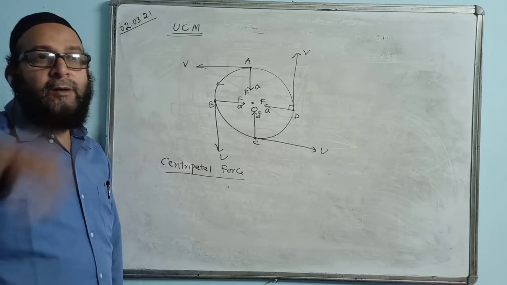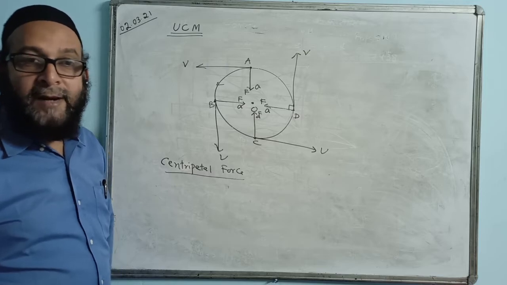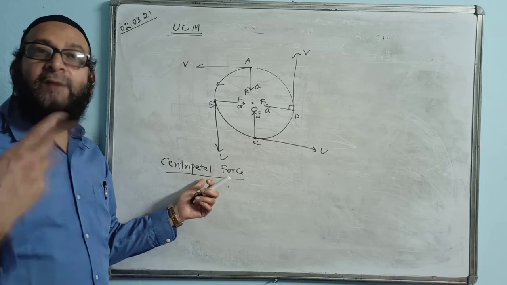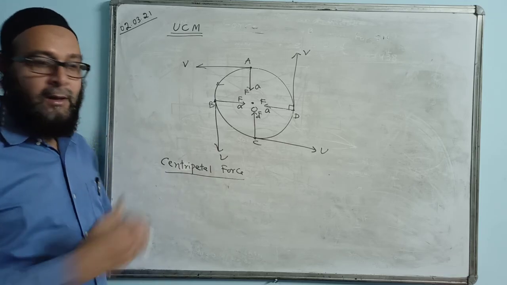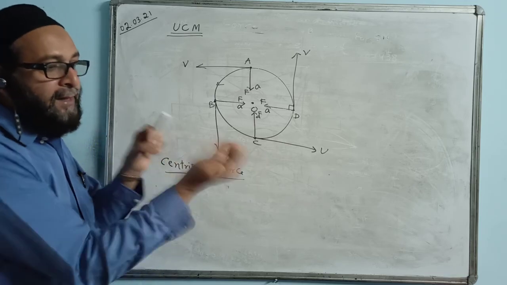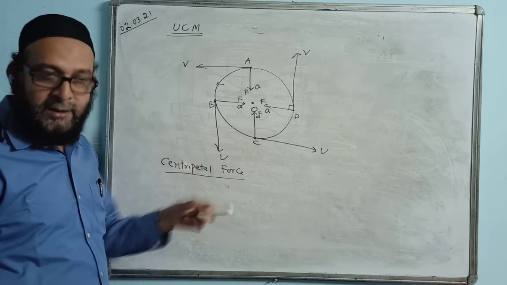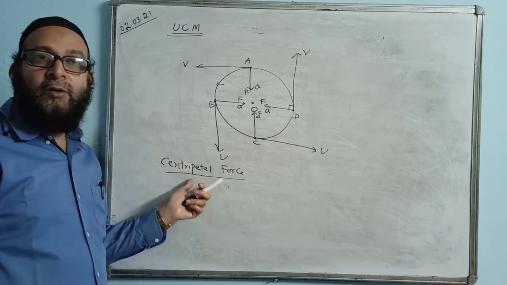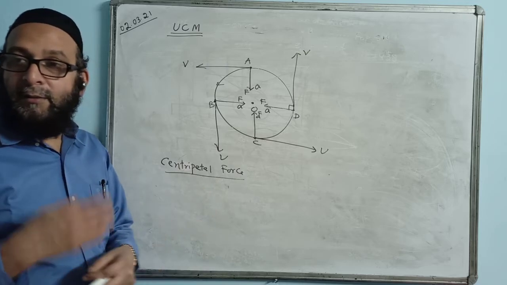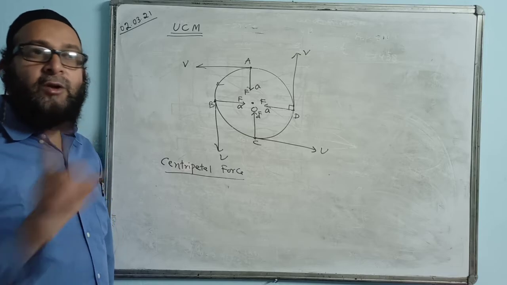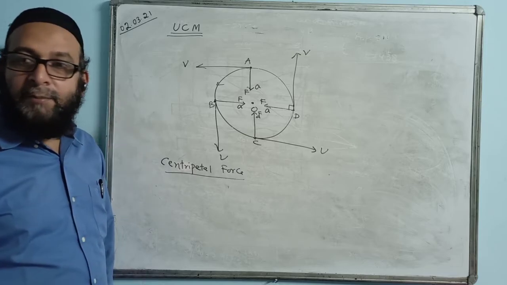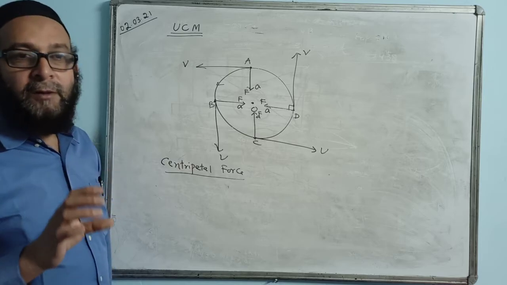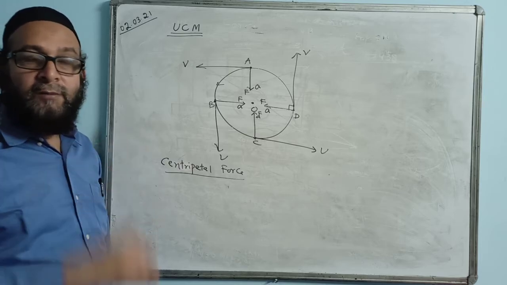When planets are revolving around the sun, what provides the centripetal force? We say the force of gravitation. The sun is pulling the planet towards itself, that is, towards the center. That force is the centripetal force. We say the centripetal force in that case is provided by the gravitational force. They may ask you what provides the centripetal force in the following cases. For planets revolving around the sun, we say force of gravitation.